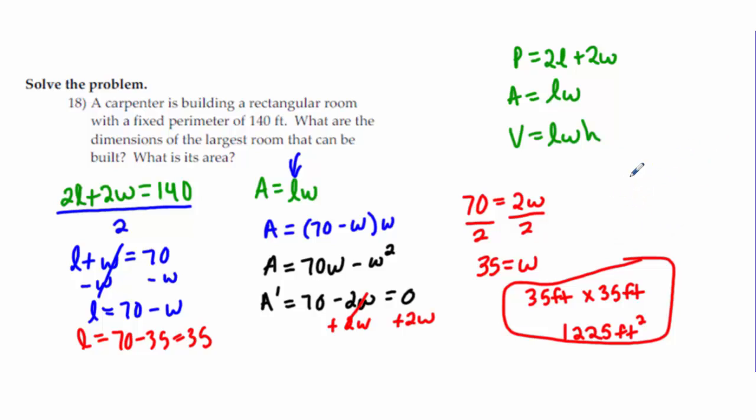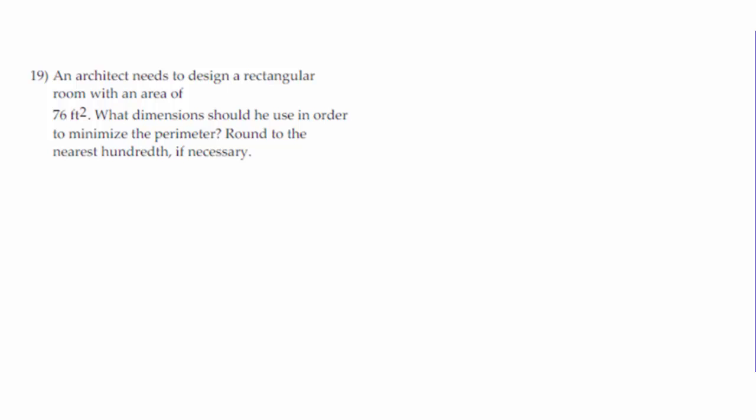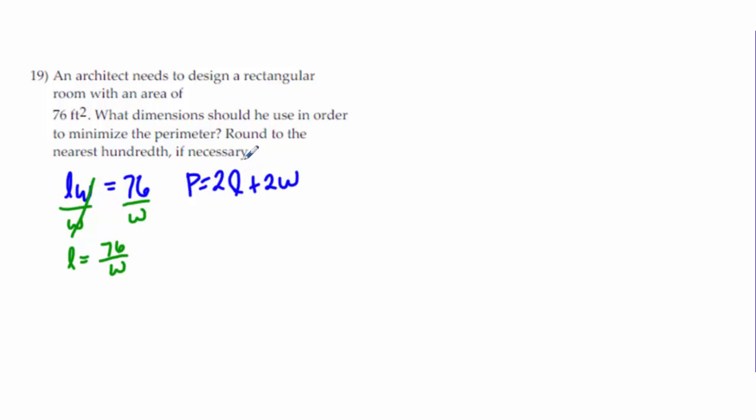Number 19. This time they're telling us the area, so we say that the length times width is 76, and we're trying to minimize the perimeter. So 2L plus 2W. I can pick either letter to solve for. If I solve for L, that means I'm going to divide by W and get L equals 76 over W. I'm going to plug that in where this L is, so P equals 2 times 76 over W plus 2W.